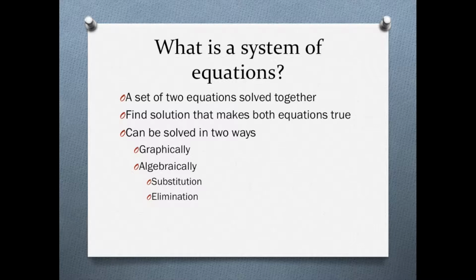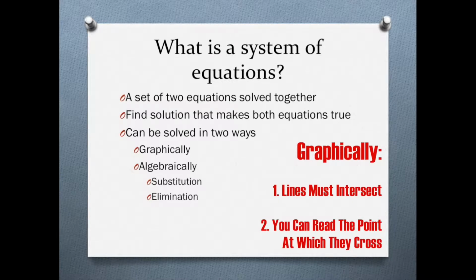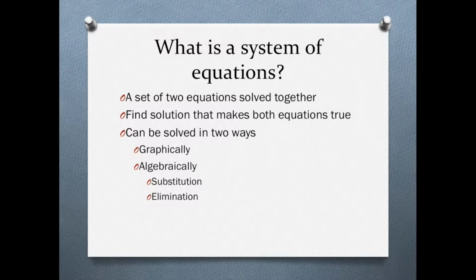Solving a system of equations graphically depends on two things: that the lines intersect and that you can actually read the point where they cross. Unless an intersection has integer coordinates, it can be a bit difficult to tell what the solutions are. That's why knowing how to solve systems algebraically is so important. When we solve systems algebraically, we can use one of two methods: substitution or elimination.